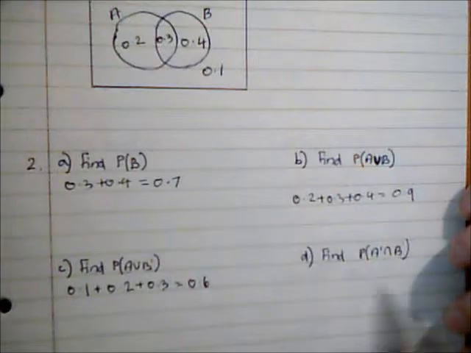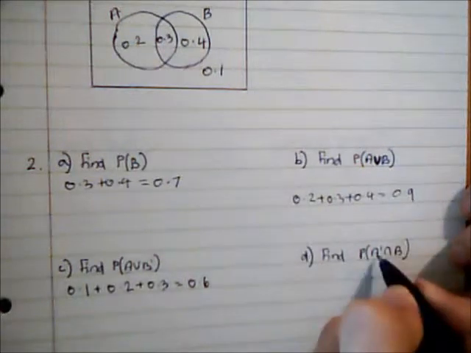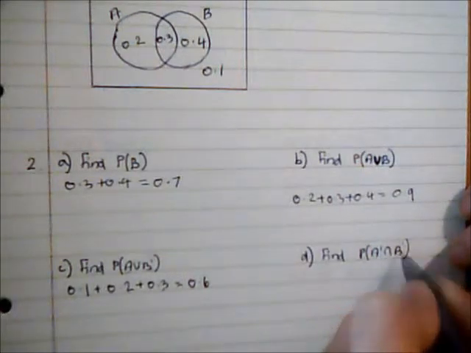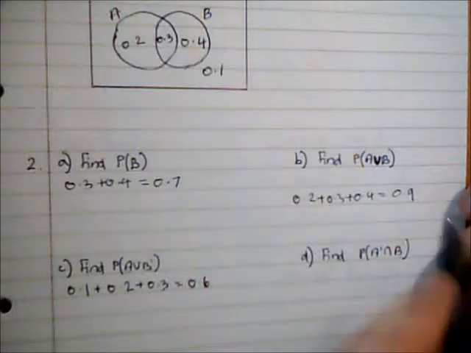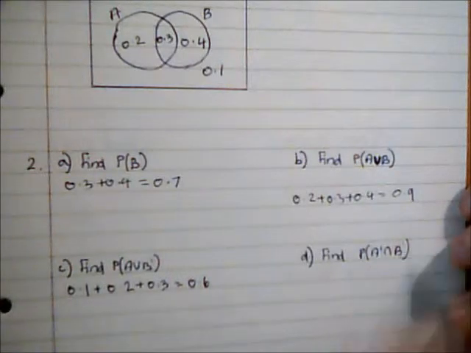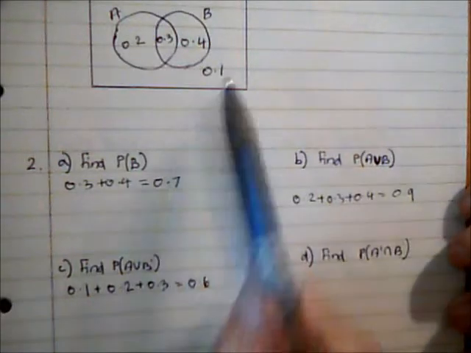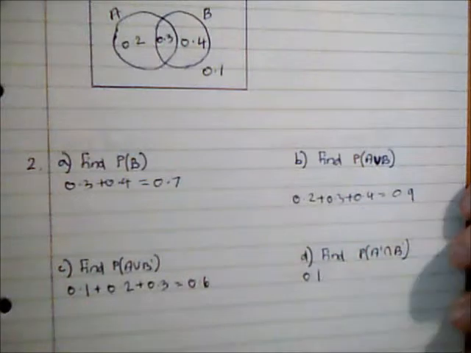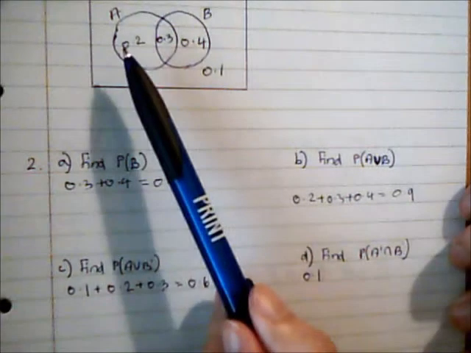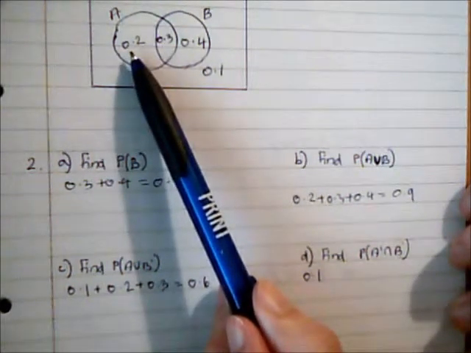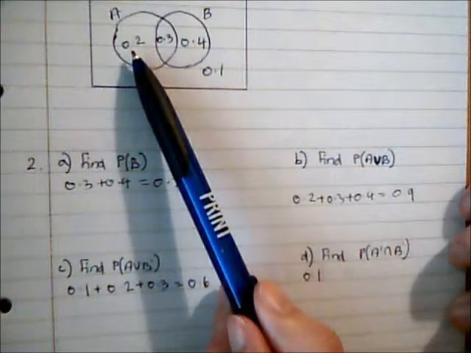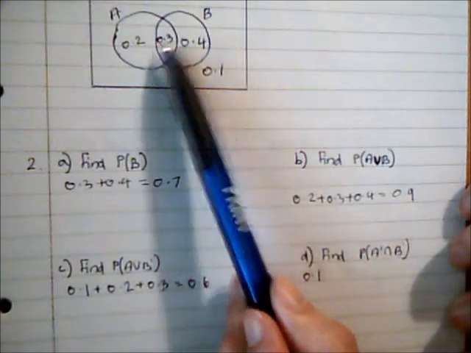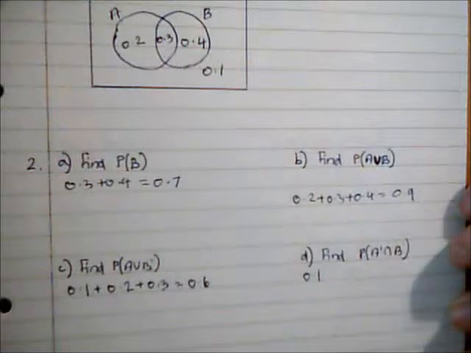So final question here, so find the probability that it's not in A, intersection not in B. So this is looking at what is not in A, but is also not in B. So if we look at the different regions, so this outside region is neither in A or B, so I've got that probability. Now this one is in A, so I have to discount that. This one is in A and B, so I discount it, and this one is in B, so I discount it. So it's just this probability is 0.1.